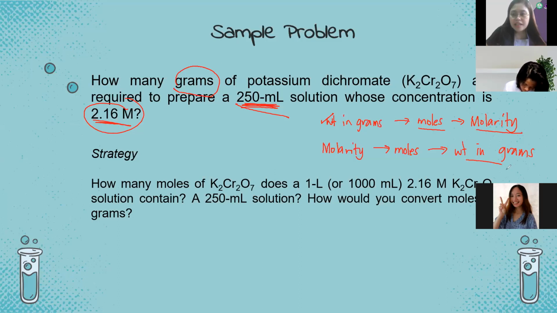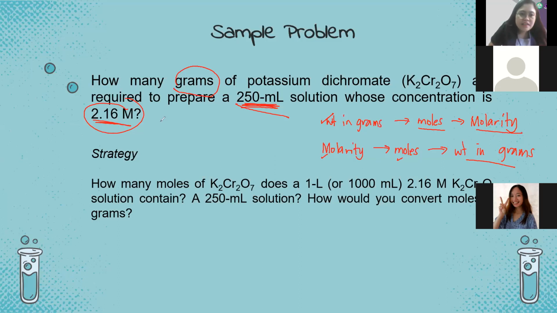But if what we're looking for is the weight in grams of our solute, then you start with the molarity, which is given, and then you look for the moles, again, before you can compute for the weight in grams. So based on the given, we are looking for the weight in grams. The molarity is given, 2.16 M, and the volume is also given, 250 ml. Then we will follow this process.